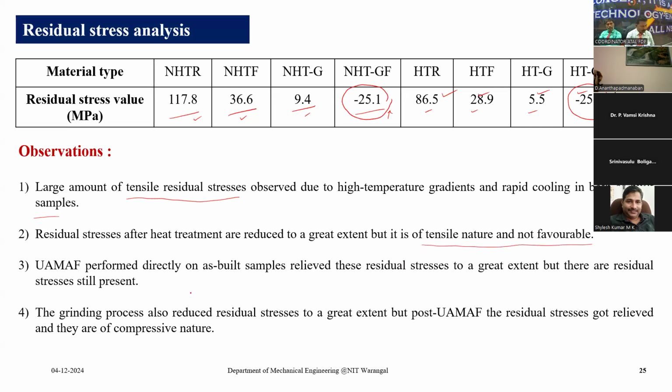But this finishing process is giving compressive residual stresses, because the residual stresses got relieved, and these are almost compressive in nature, which will be very helpful to improve the life of the component, or to get the fatigue life of the component. So that means the lifetime of the component is good.